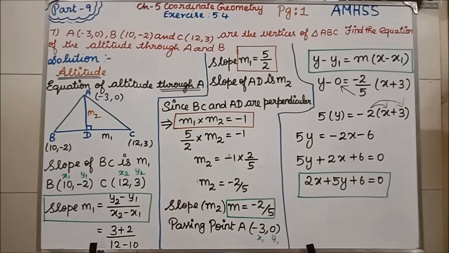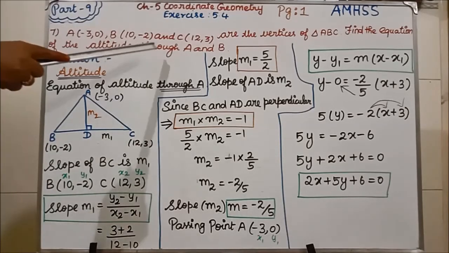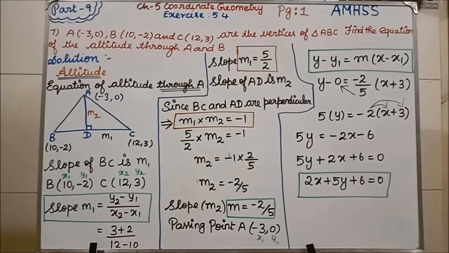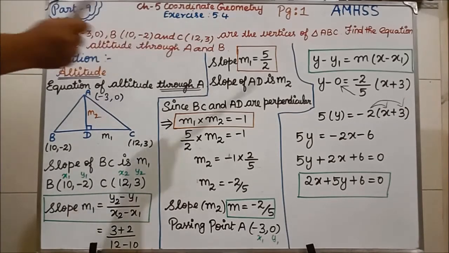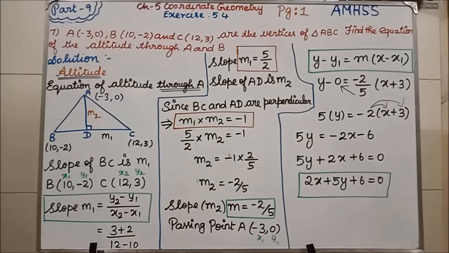Clear, students? But the question is not over. Okay. In the question what were they asking? Altitude through A we have to find, and as well as altitude through B we have to find. Isn't it? Now this is the solution for what? This is the solution for altitude through A. Okay. In page number 2 what we will see? Altitude through B we will see. Clear, students? Now we will see.